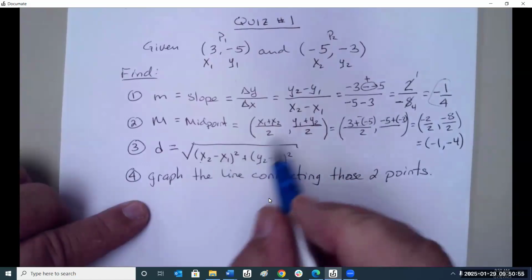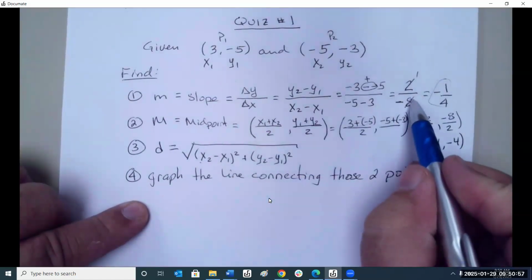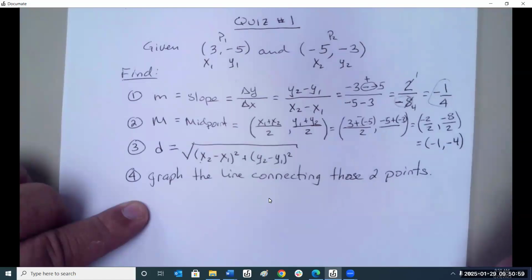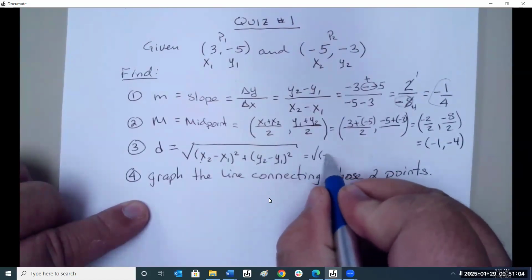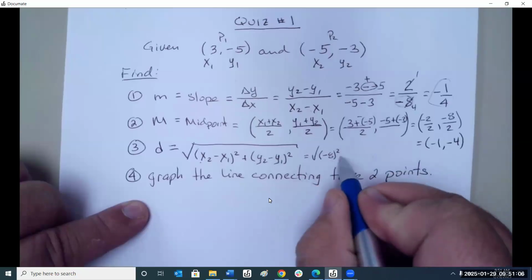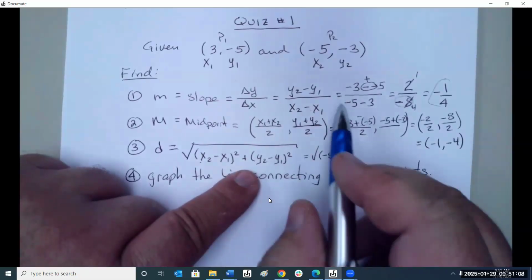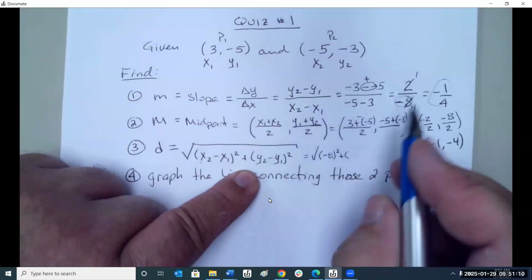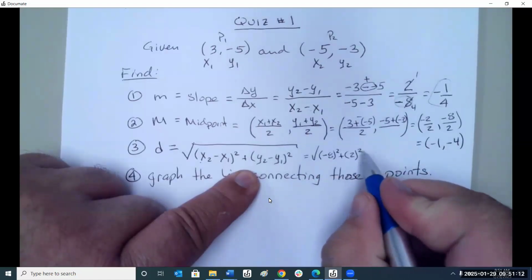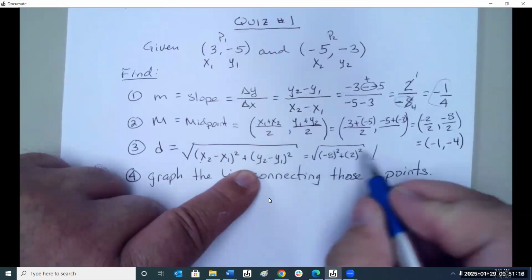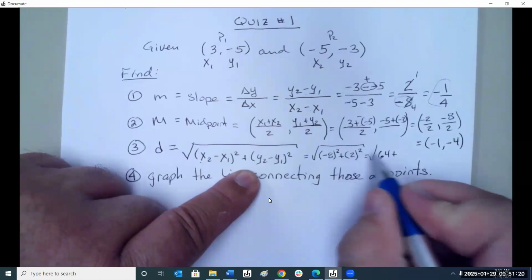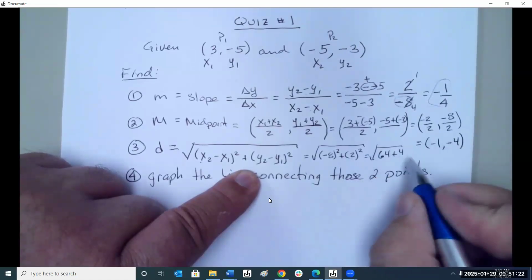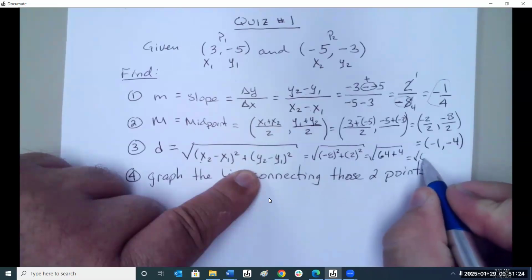X2 minus x1, we did that up here, is -8. So it's -8 squared. Y2 minus y1 is 2. -8 times -8 is 64. 2 squared is 4. So the answer is square root of 68.